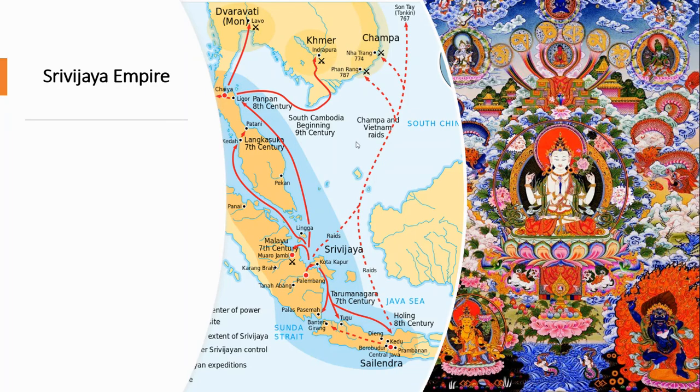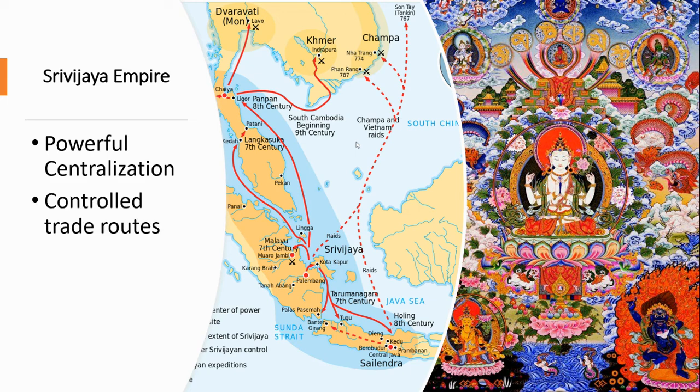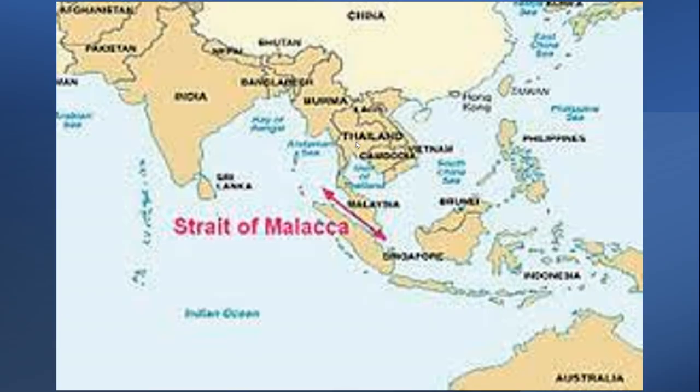Our last one was the Srivijaya. The Srivijaya Empire was a trading state because it controlled trade. They were very powerfully centralized, and they had a very advanced navy, and their claim to fame, their power, was that they controlled trade. As you can see, there's a very narrow strip of land called the Straits of Malacca that the Srivijaya Empire controlled, and they would highly tax any ships that would go through there.